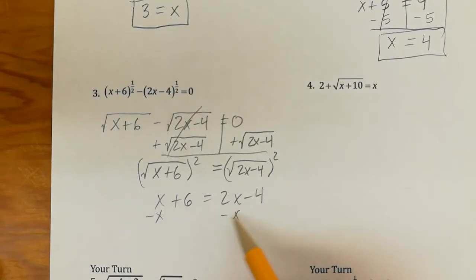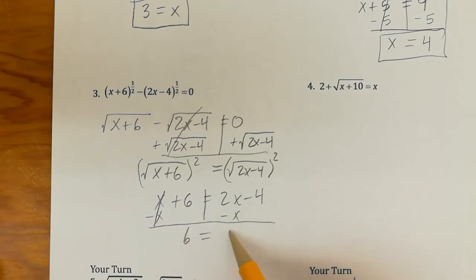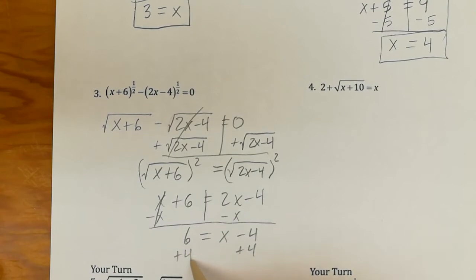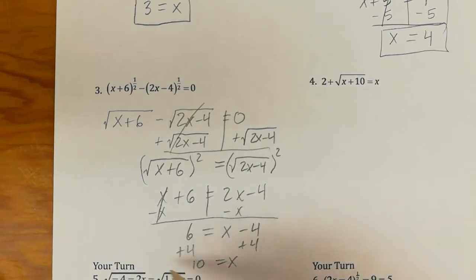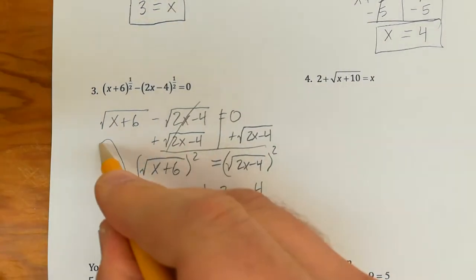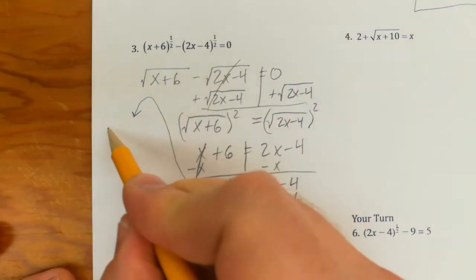I'm going to go ahead and take away x on both sides. So we'll get x minus 4, add 4 to both sides, and we get 10 equals x. Once again, we have to make sure this works in the original equation. Looks like I have a little space over here, so I'll do it over here. So let's go ahead and put that in the original equation.